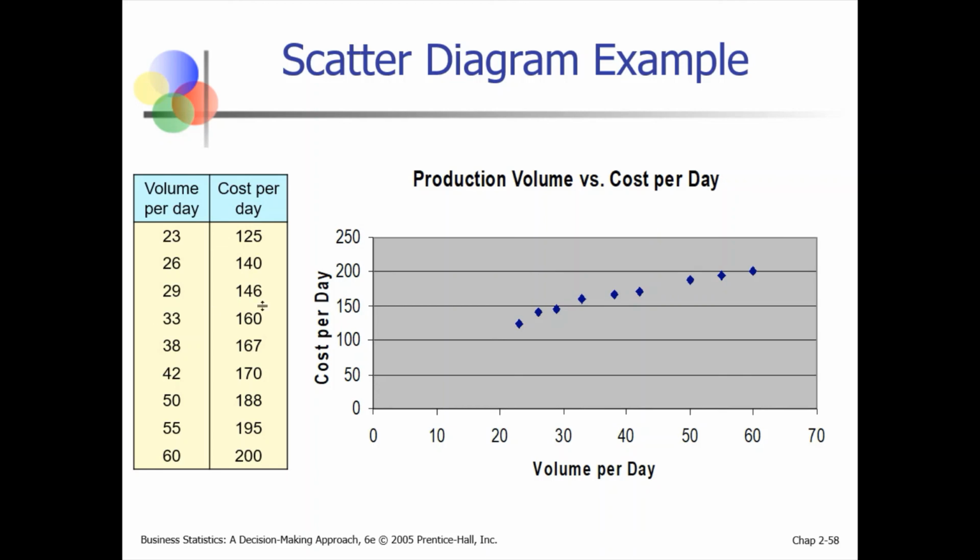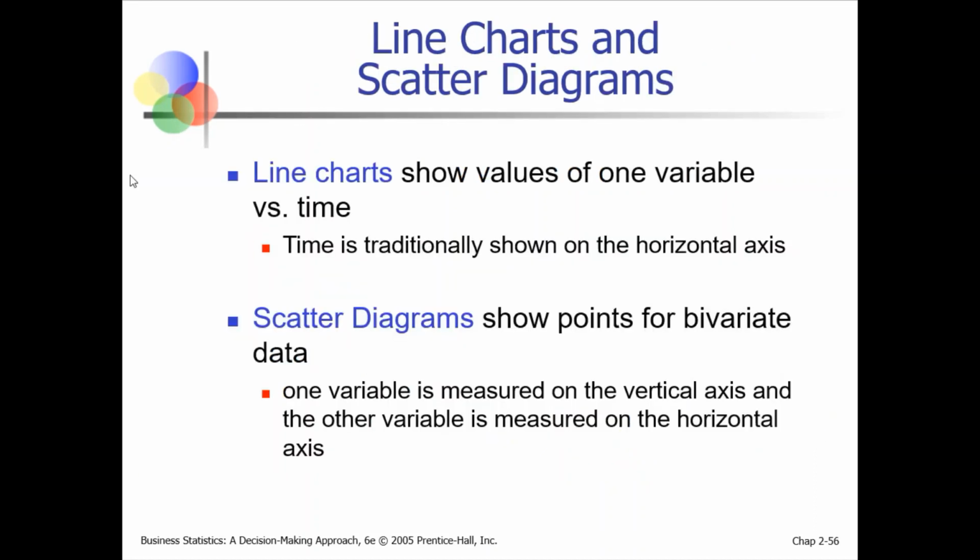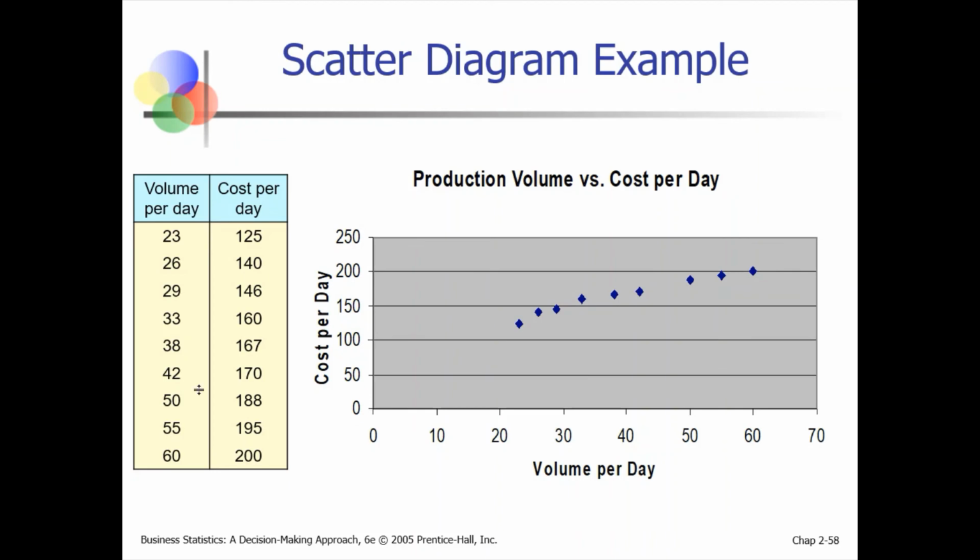scatter diagram. So a scatter diagram represents just points. In the definition, it says here that it shows points for bivariate data. So one variable is measured on the vertical axis and the other variable is measured on the horizontal axis. So it's like you're plotting on a graph, no? So in this case, you can still see the trend.